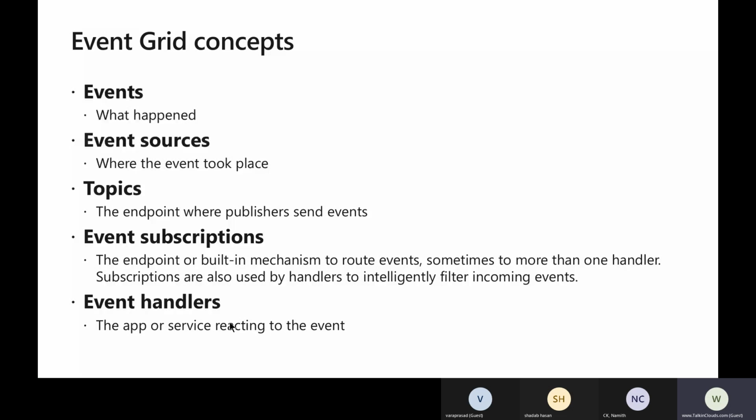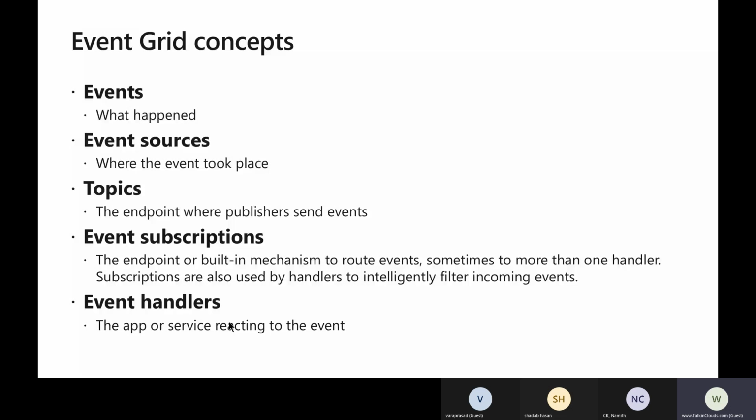That could be a 64 kilobyte data limit for an event. Whenever an event is created, it has a schema, which has details like what happened, which file triggered it, what event was created, the event type, event ID, and event subject. All this information is part of your event schema. Next is the event source, where it takes place. Your event has taken place in Azure storage, in the resource group or wherever. That will be the event source.